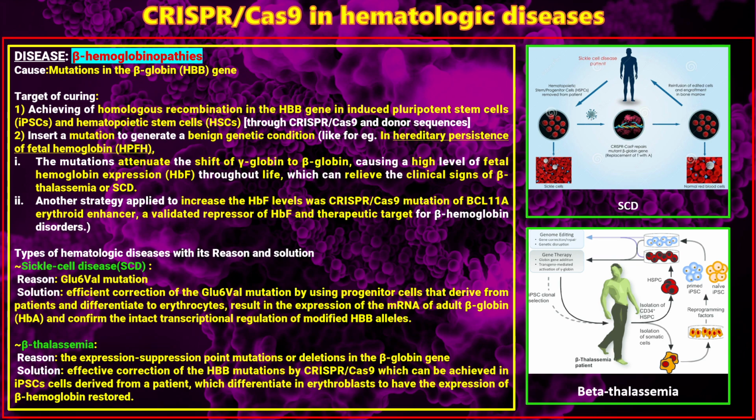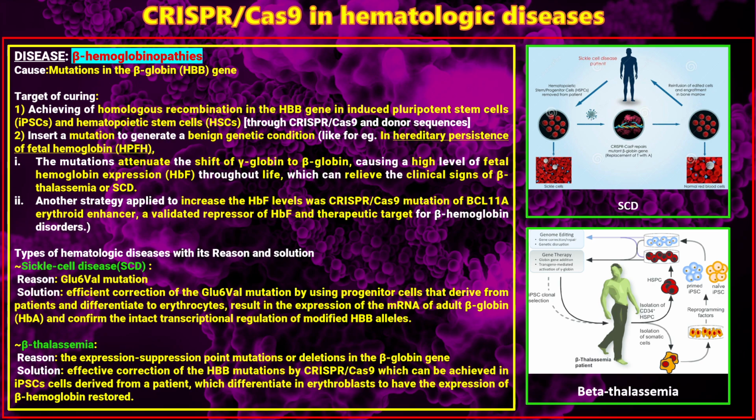The main cause of hematologic disease is the mutation in the beta globin gene, and the target for curing this disease is to achieve homologous recombination in the beta globin gene in induced pluripotent stem cells through CRISPR-Cas9 and donor sequences, and also to insert a mutation for generating a benign genetic condition in which the mutations attenuate a shift of gamma globin to beta globin, resulting in a high level of fetal hemoglobin expression, which results in relief in clinical signs of hematologic diseases like beta thalassemia or sickle cell disease.